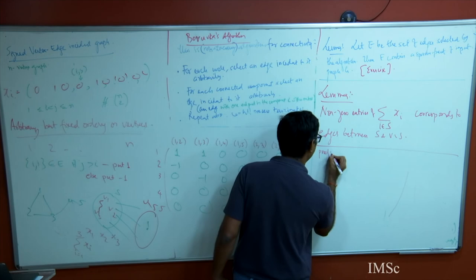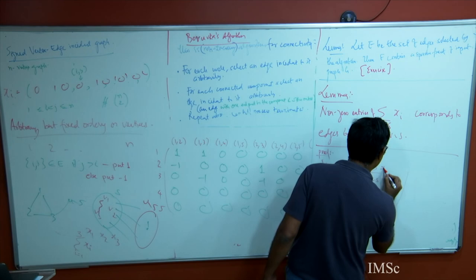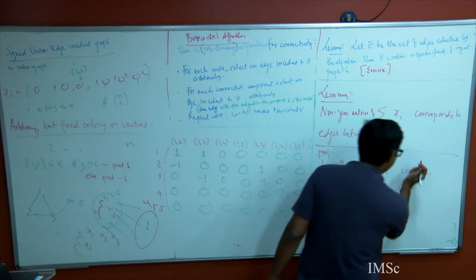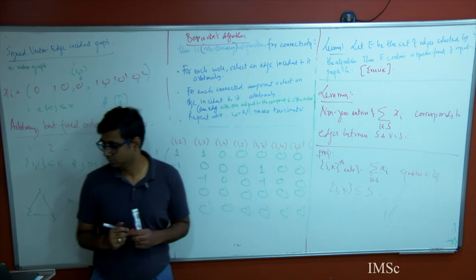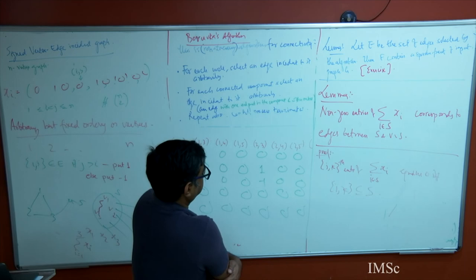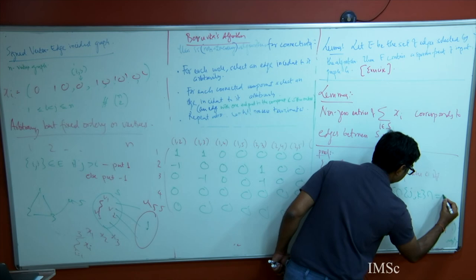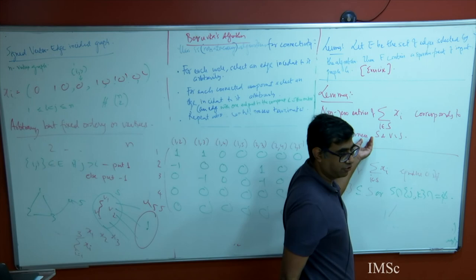And what is the proof? The jkth entry of summation xi, i in S, equals 0 if and only if j comma k is a subset of S. This is also true, right? If you are completely outside, if I look at those indices, that is also 0, right? You are contributing nothing. So if you look at the non-zero entry, what is its contribution? Its contribution is precisely those set of edges which are between S and V minus S.